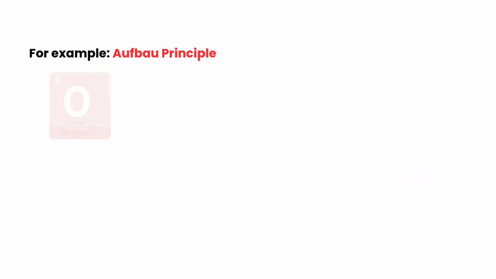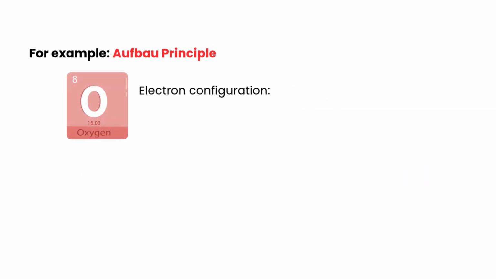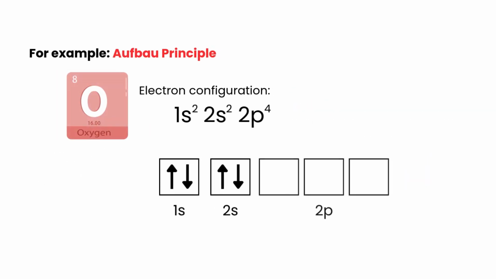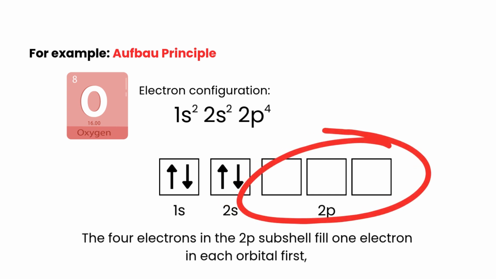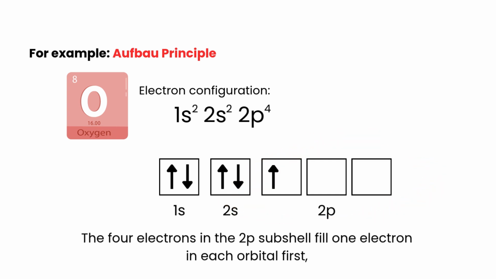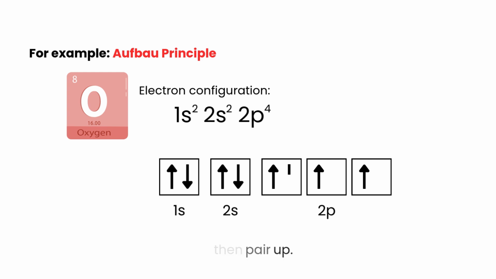For example, oxygen's configuration is 1s2, 2s2, 2p4. The 4 electrons in the 2p subshell fill 1 electron in each orbital first, then pair up.